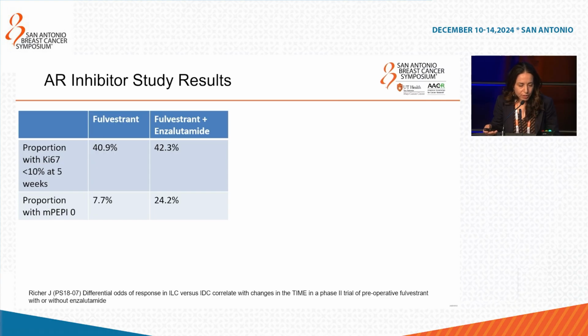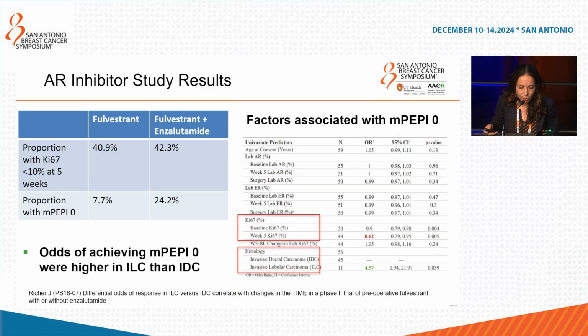Looking at the proportion of patients whose tumor Ki-67 dropped to less than 10% at 5 weeks shows us that there was no difference in the treatment groups, with around 40% of patients having a drop in Ki-67 in both arms. The proportion of patients who had mPEPI 0 status was 7.7% in the fulvestrant group and 24.2% in the fulvestrant plus enzalutamide group. This did not reach statistical significance. The authors then shared analyses looking at the factors associated with achieving mPEPI 0. And one of the very interesting findings from this study is that those with lobular histology had higher odds of achieving mPEPI 0 after receiving enzalutamide than those with ductal histology.